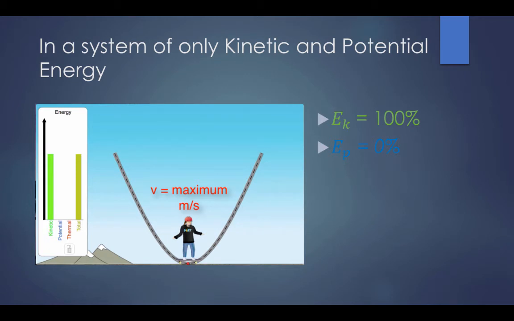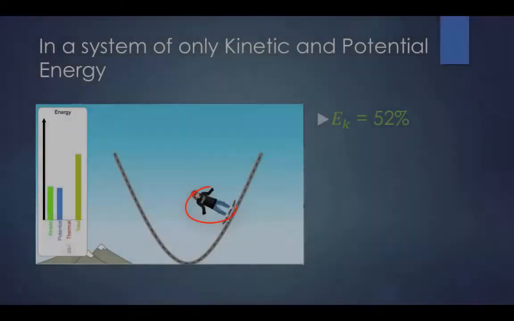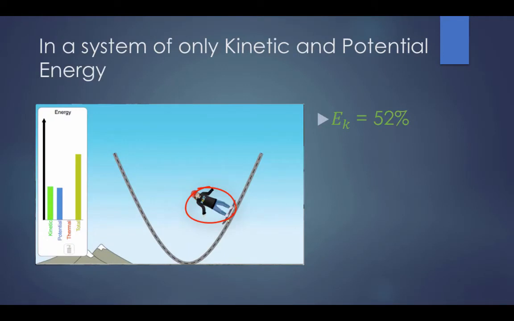As soon as the boarder reaches the bottom and has maxed out the kinetic energy, he or she will begin climbing back up the other side of the ramp. The kinetic energy would begin to transform into potential energy. Here, about 48% of the kinetic energy has transformed into potential energy, leaving 52% as kinetic energy. The total is still 100%.